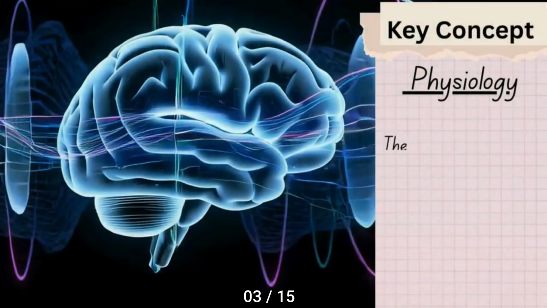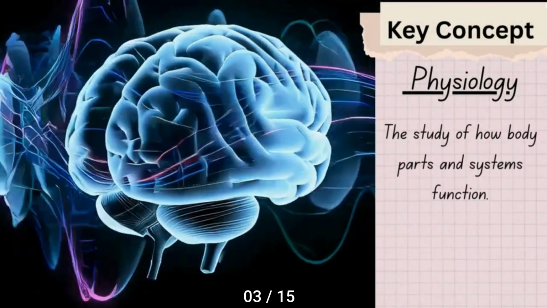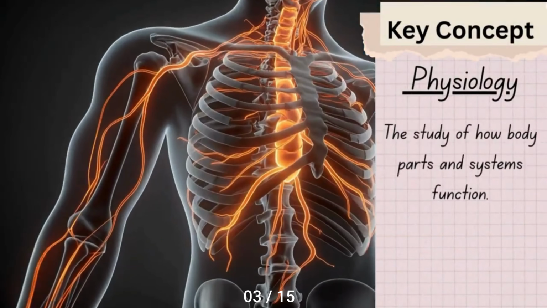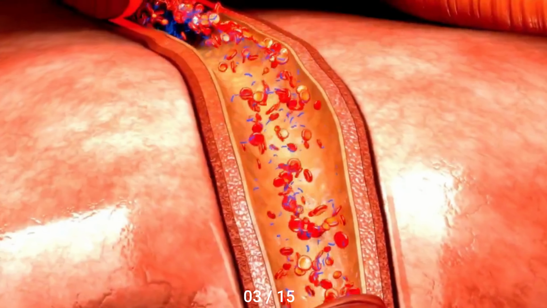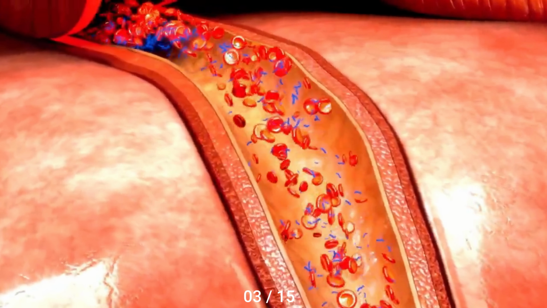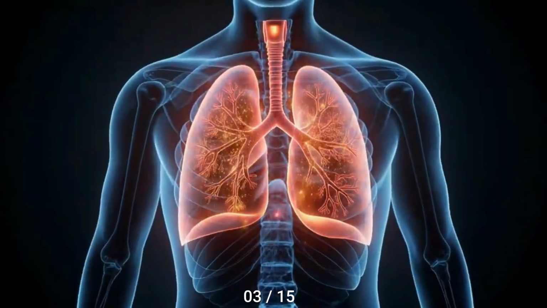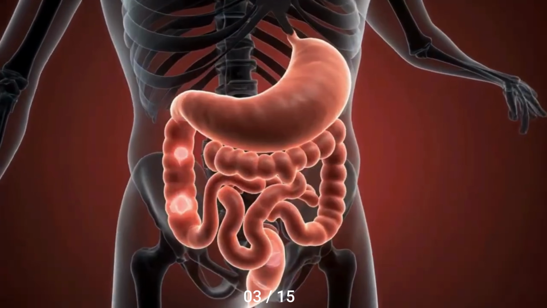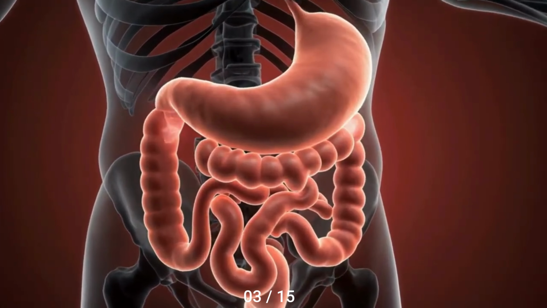This branch explains how different body parts function and work together to sustain life. For example, it describes how blood circulates throughout the body, how oxygen is supplied by the respiratory system, and how nutrients are absorbed through digestion.